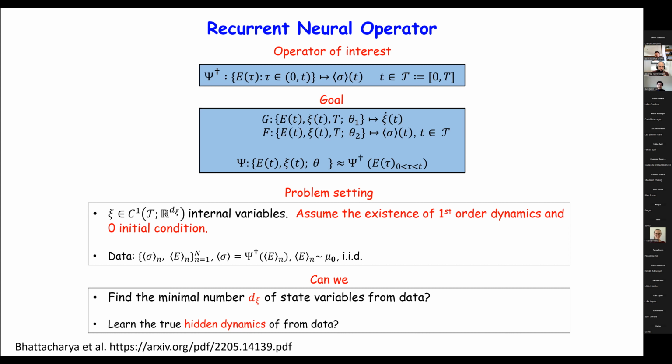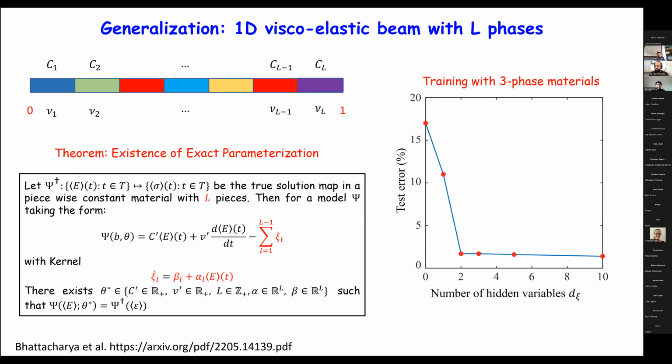Are there a minimum number of dimensions of C, or number of state variables, that we require to model this memory, and can we somehow deduce this from data? The second question is, can we learn the hidden dynamics, this operator G here, from data without making a priori assumptions on how these state variables will evolve? It turned out that we can, and again, I'm going back to this beloved 1D example.